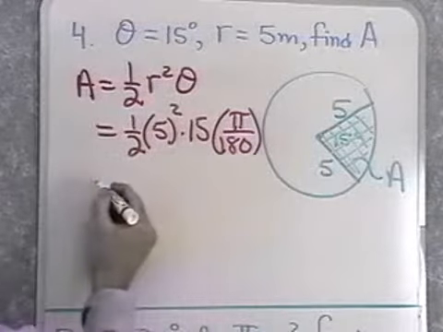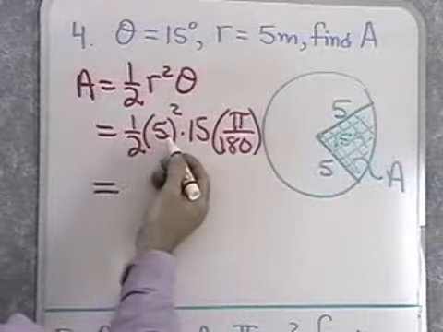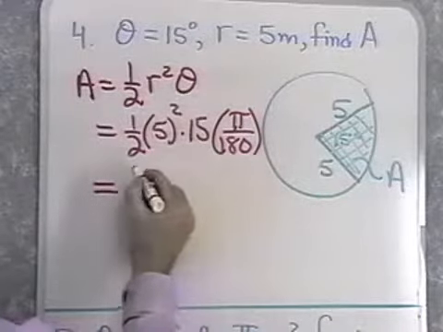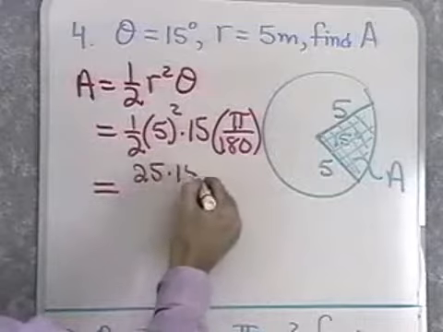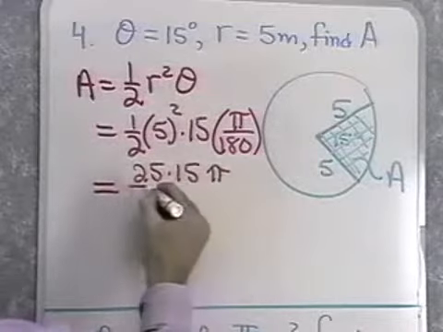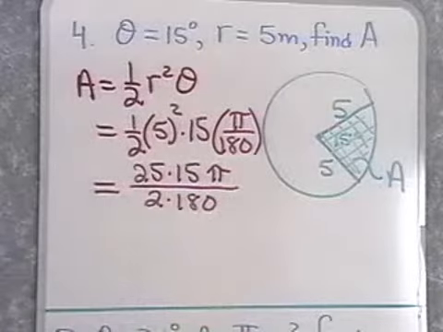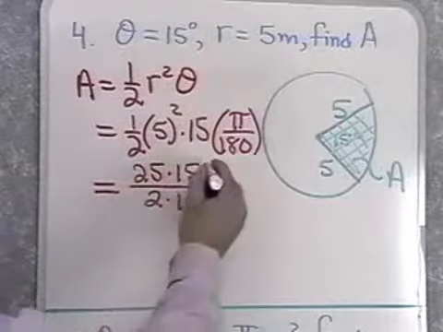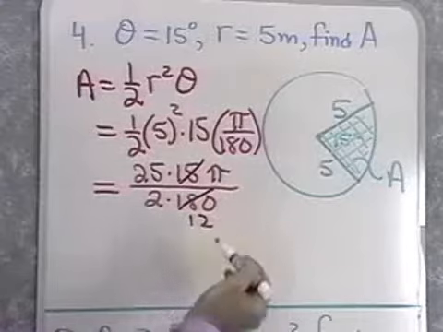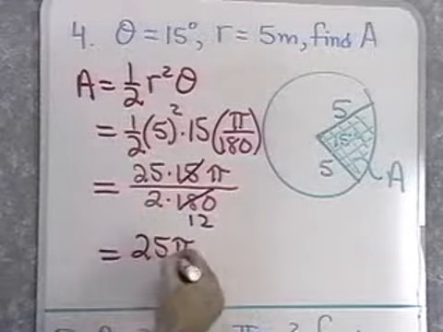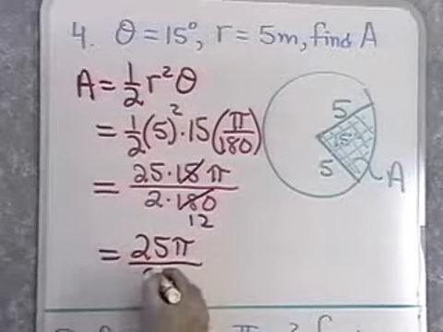So this is what the setup looks like. Now let's see, I have 25 times 15 times pi over 2 times 180. Let's just see what this is. 25 times 15 times pi over 2 times 180. 15 will divide into 180 12 times. So let's say I have 25 pi divided by 2 times 12 is 24.